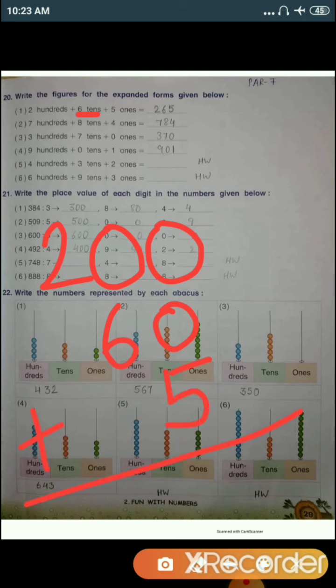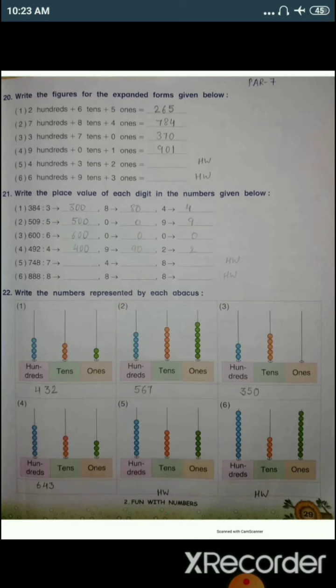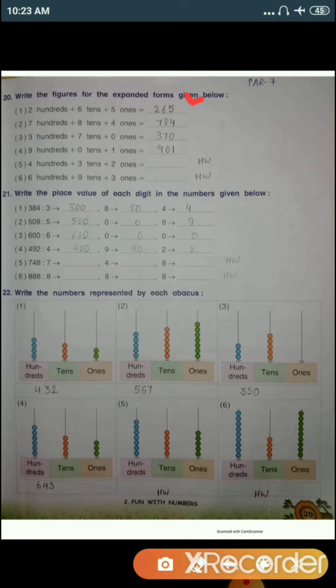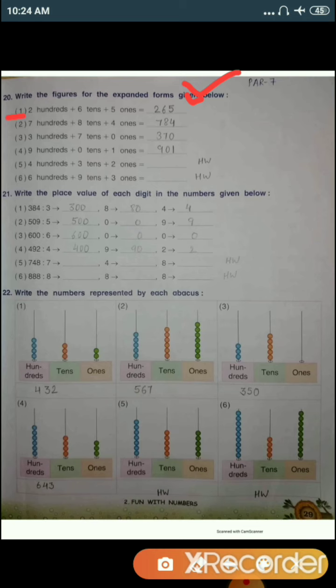Now add these three numbers, 5, 6, 2. That means 0 plus 0, 0, 0 plus 5, 5. So our answer is 265. So you can see here I have already written the answer. So our answer is 265.